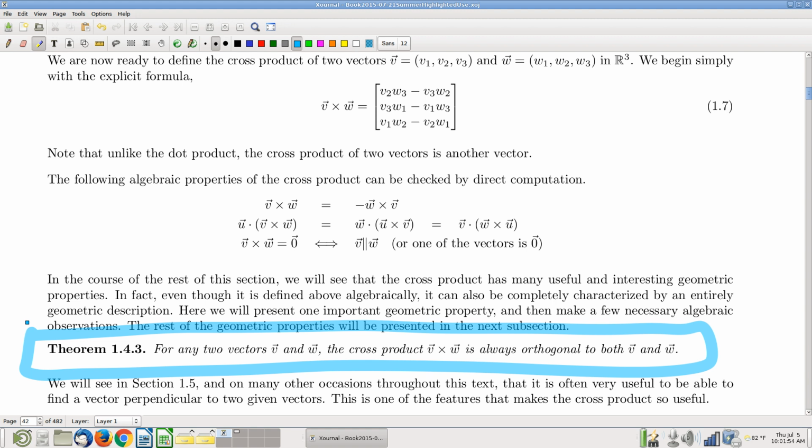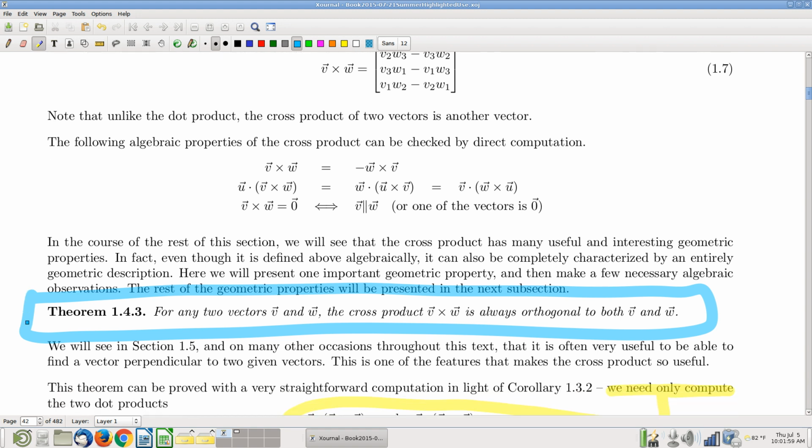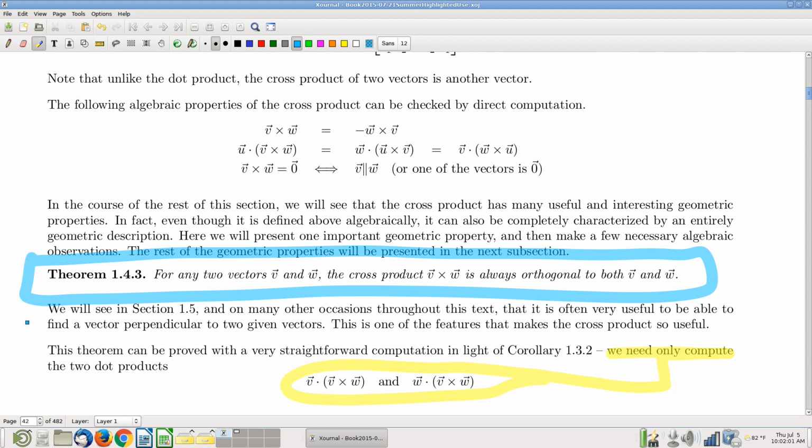Well, anyway, let me just say this is an interesting geometric property of the cross product: the cross product of two vectors is always orthogonal to both of the input vectors. So V cross W is orthogonal to V, and it's orthogonal to W. Okay, how about that? Now, why is that true?